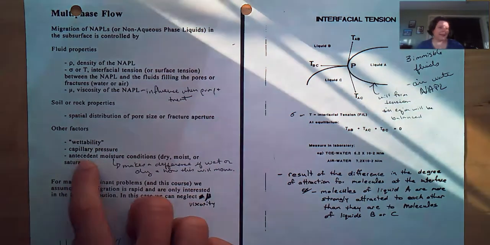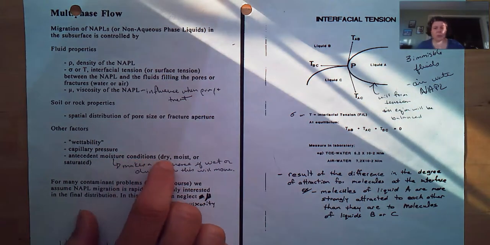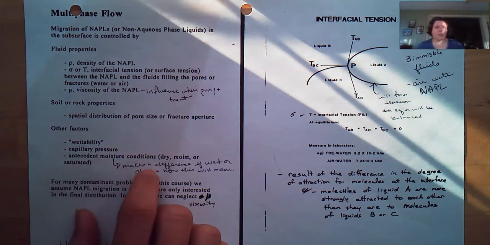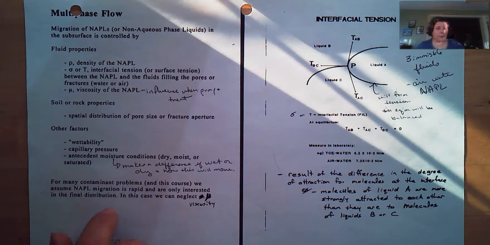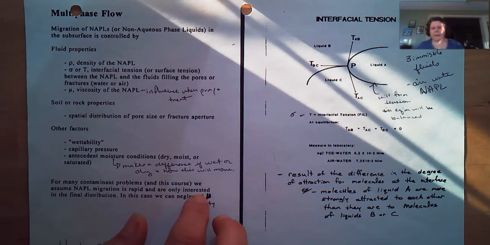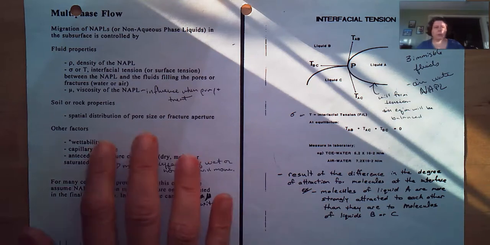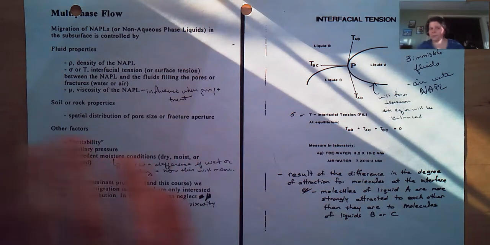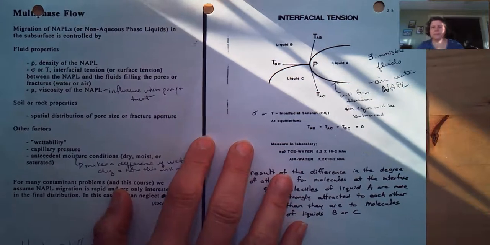And then the antecedent moisture conditions. Is it dry? Is it moist? Is it saturated? This makes a difference in how easy it is for it to flow and how far it is down to the water table. So for many contaminant problems and for this course, we assume that the D NAPL migration is rapid, and we're only interested in the final distribution of it. Okay, and so this is the case. We can neglect viscosity of the compound. So we really are just looking at some of these issues associated with this.